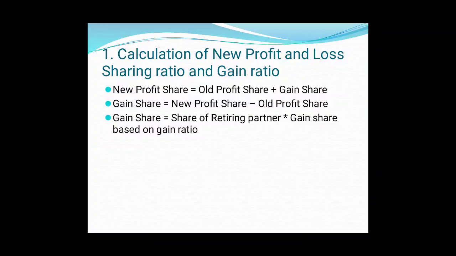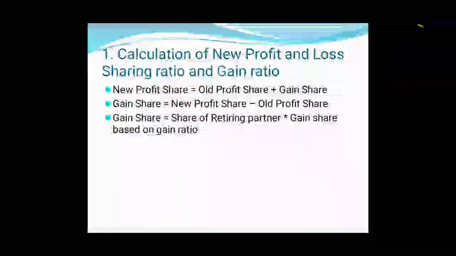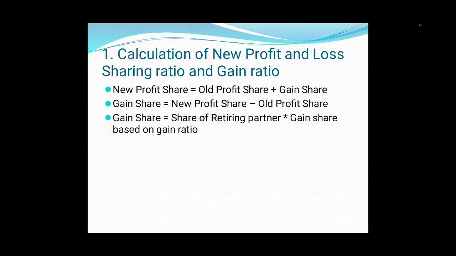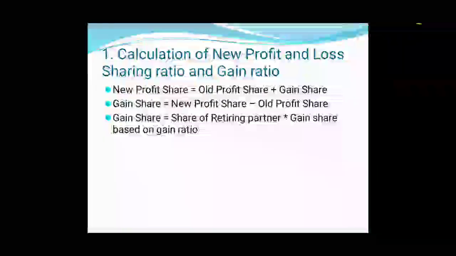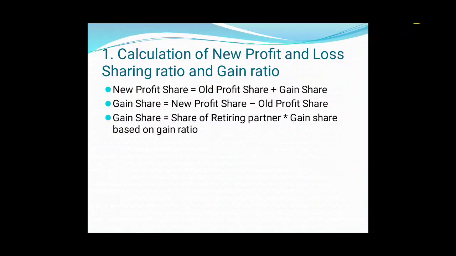As far as this retirement chapter is concerned, calculating the new profit and loss sharing ratio is quite easy as compared to admission of a partner. It's very simple. The following 3 formulas will be helpful to us for finding the new profit and loss sharing ratio and gain ratio. The first formula, which we have also learned in the chapter on reconstruction of partnership: new profit share equals old profit share plus gain share. The second one: gain share equals new profit share minus old profit share.